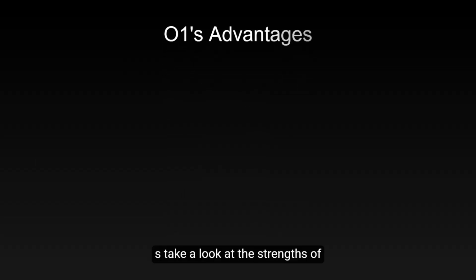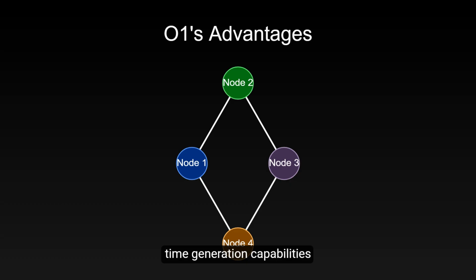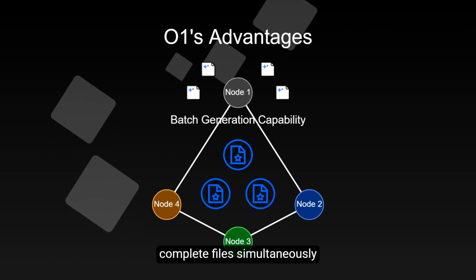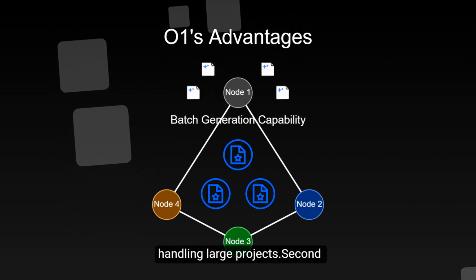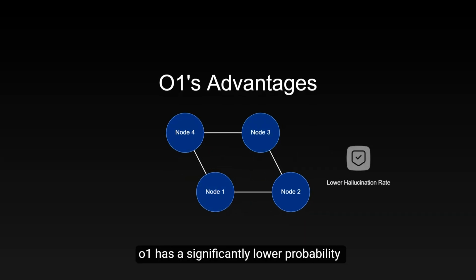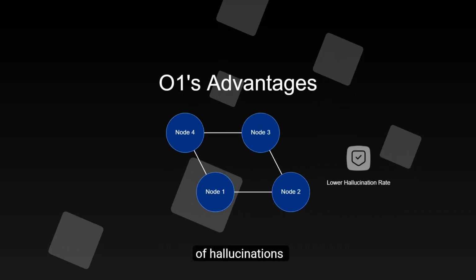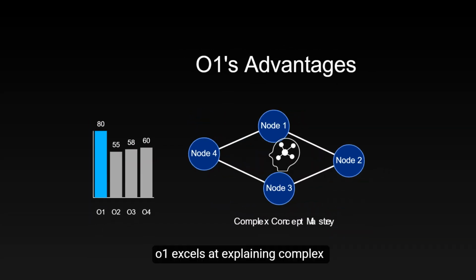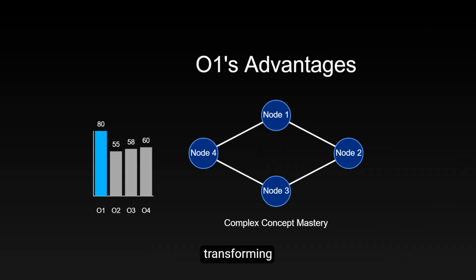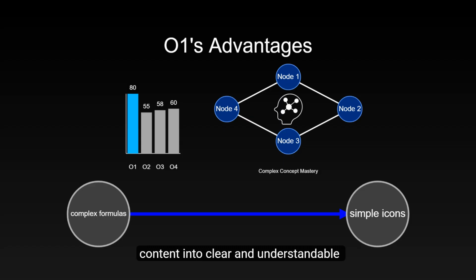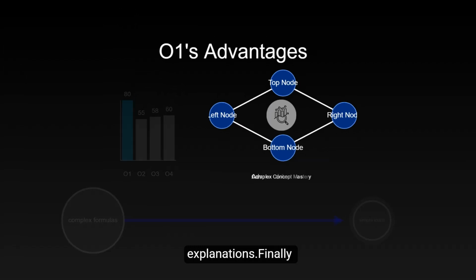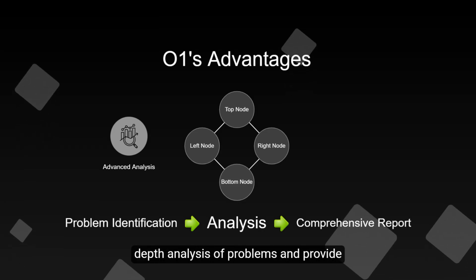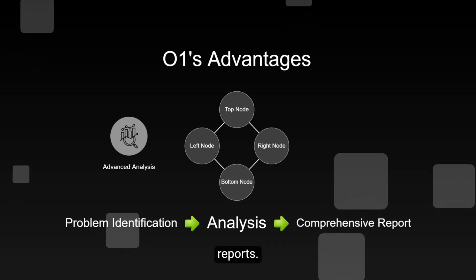Let's take a look at the strengths of O1. First, O1 has powerful one-time generation capabilities, allowing it to output multiple complete files simultaneously, which is particularly useful when handling large projects. Second, compared to other models, O1 has a significantly lower probability of hallucinations, meaning the information it provides is more reliable and accurate. Additionally, O1 excels at explaining complex concepts, transforming obscure and difficult content into clear and understandable explanations. Finally, O1 possesses excellent evaluation capabilities, enabling it to conduct in-depth analysis of problems and provide comprehensive evaluation reports.